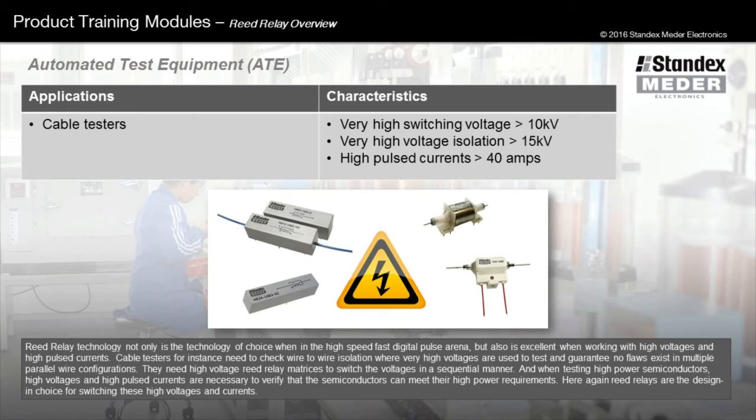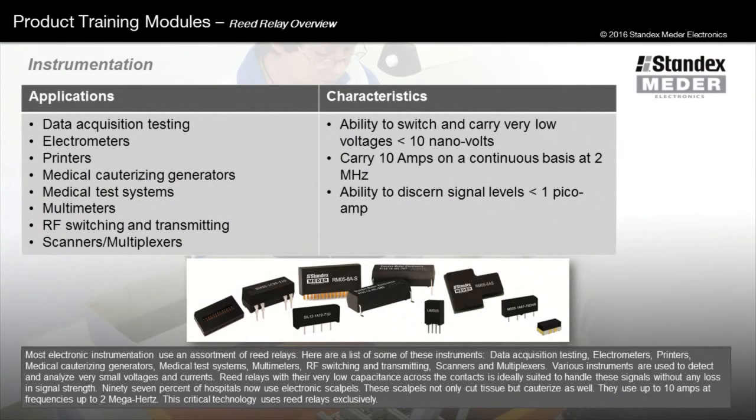And when testing high power semiconductors, high voltages and high pulsed currents are necessary to verify that semiconductors can meet their high power requirements. Here again, reed relays are the design and choice for switching these high voltages and currents. Most electronic instrumentation uses an assortment of reed relays. Here is a list of some of these instruments: data acquisition testing, electrometers, printers, medical cauterizing generators, medical test systems, multimeters, RF switching and transmitting, scanners, and multiplexers.